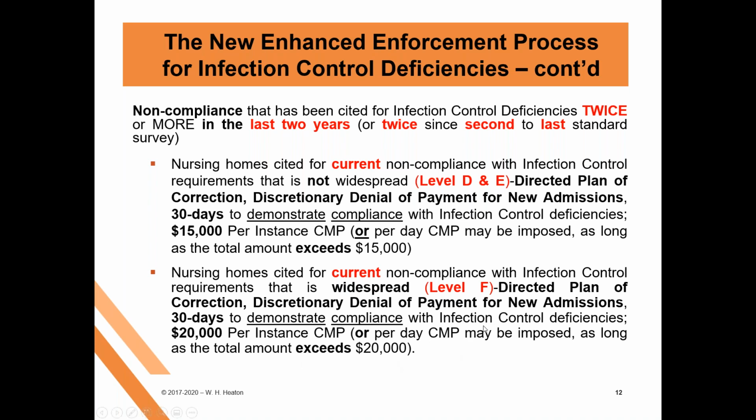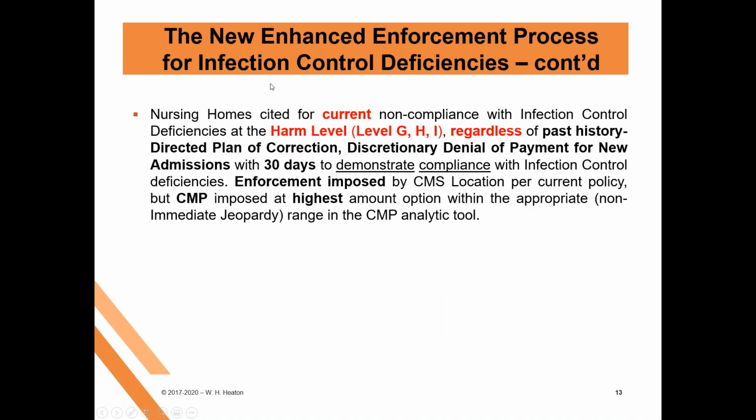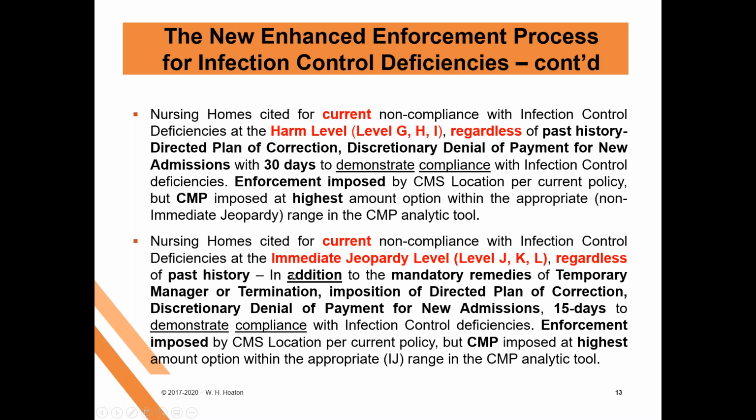So you see, as it goes up, it's $20,000, and you have 30 days. But if they cite the current deficiency at a G, H, or I, regardless of the past compliance history, you have these penalties. You have 30 days to demonstrate compliance, and CMS then determines what the civil money penalty or other penalties will be. CMS determines that. If you're cited at a J, K, or L, they've added one: a temporary manager or termination, imposition of all of these things, and you only have 15 days to correct it. What's important to remember about the significance of a DPNA and a temporary manager is that you automatically lose your nurse aide training program when those are implemented, as well as civil money penalties.